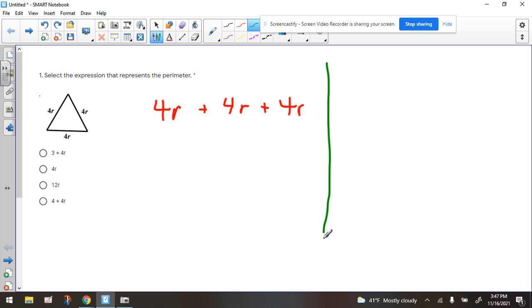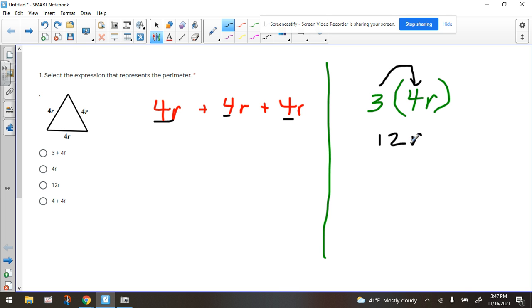Or we can look at it this way. We can say to ourselves we have 3 groups of 4r, and we can distribute it. So if we distribute it, then you're saying to yourself 3 groups of 4r is how many r's? Which would be the same thing you would do if you just add up these coefficients. All right, so once you have that, by the way, hopefully you know it's 12r.